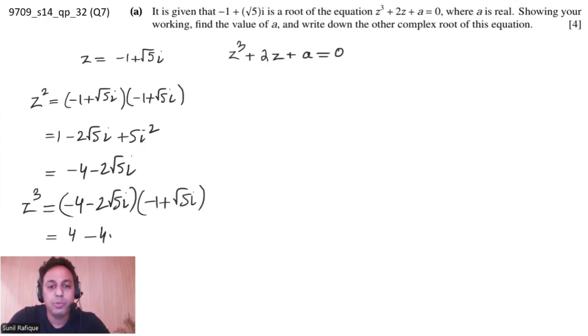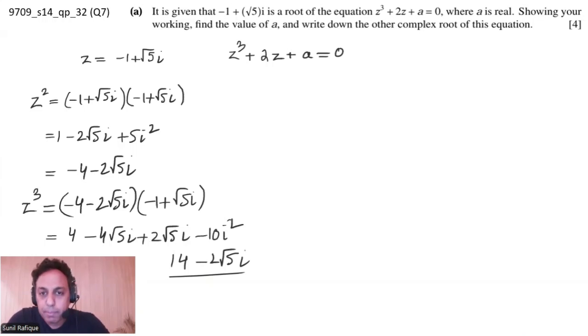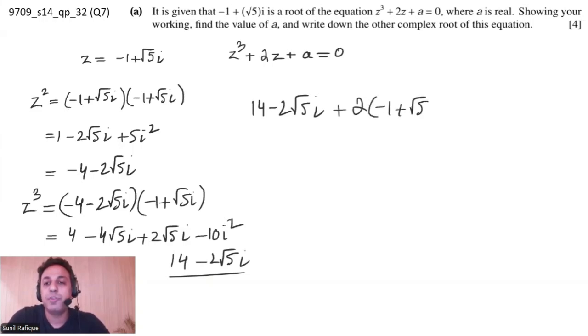4 minus 4 root 5 iota plus 2 root 5 iota, and this is going to be a -10 iota square, which is going to be a +10. So 14 minus 2 root 5 iota. Let's pick this value and plug it over here. So 14 minus 2 root 5 iota and plus 2 times the z, which is going to be just the same, minus 1 plus root 5 iota, and plus a equals to 0.